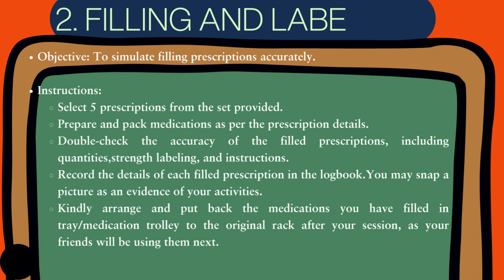Next, for the activities of filling and labeling, you can do both activities at the same time, which is you need to fill the medication based on the PS, and then you need to label the PS manually. The envelope and the sticker are available for you to write down the name, the details, and so on. Remember to snap a picture as the evidence of your activities.